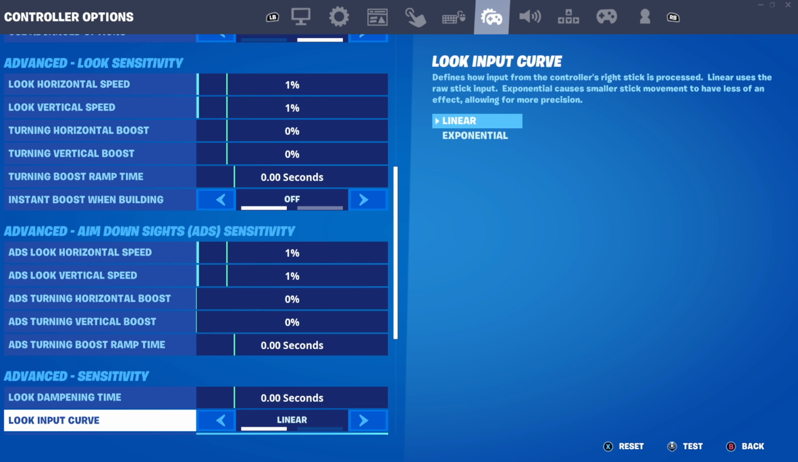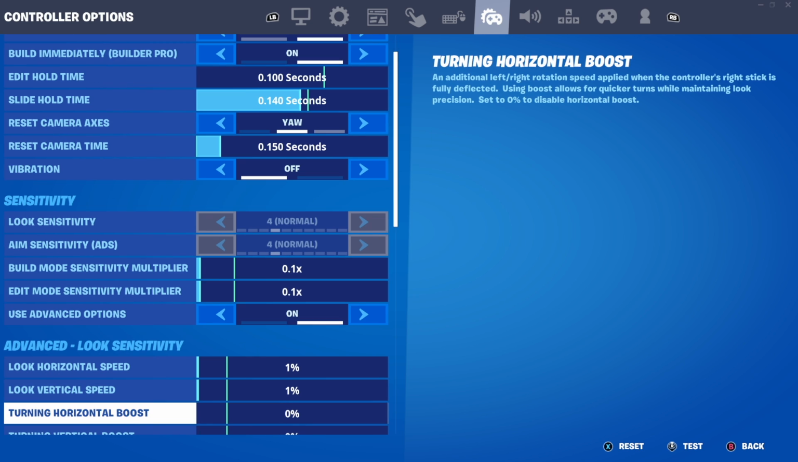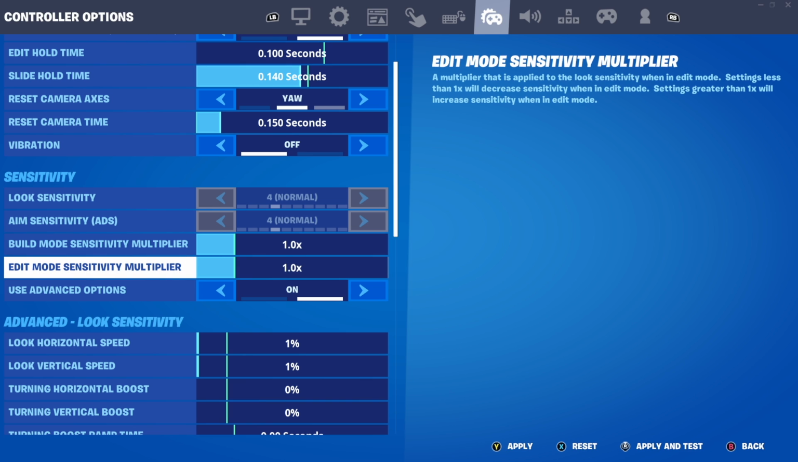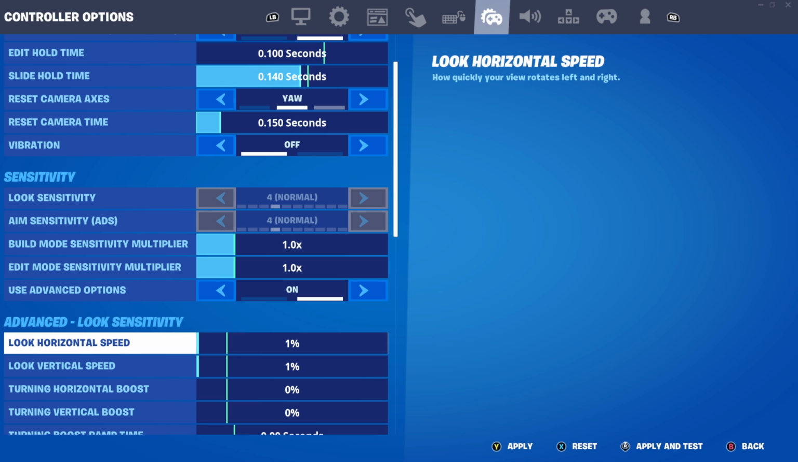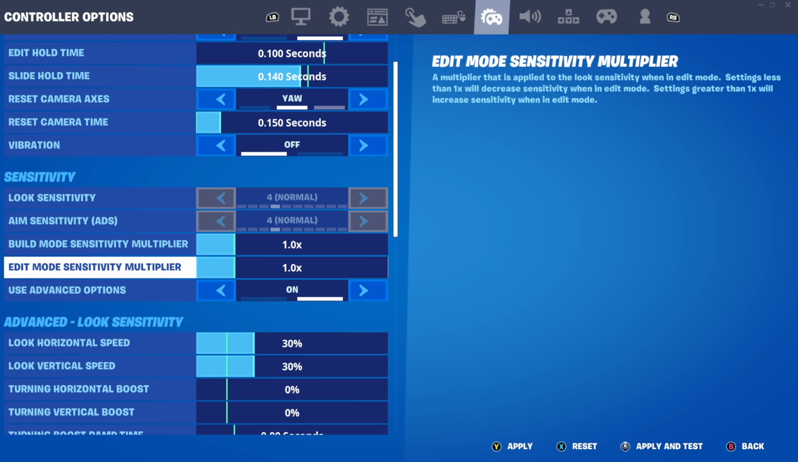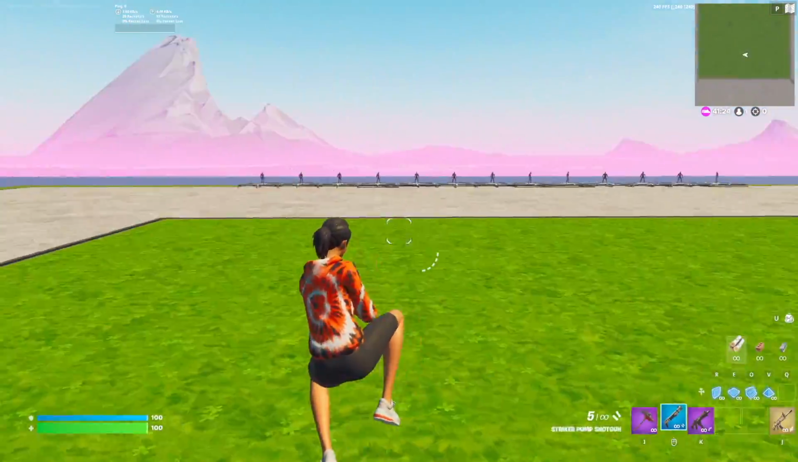So I really want to be talking about the look horizontal and vertical speed first, and there's also low and high sensitivity for build mode, edit mode, and really any setting that they have here. Because the reason I want to talk about the horizontal and vertical first is because for your build and edit mode, it's actually a multiplier of that speed. So a 1.0x is just simply going to match the same sensitivity of your horizontal and vertical speed. So for example, if I'm on a 30% horizontal and vertical speed, then my build mode and edit mode sensitivity will be exactly the same because there's a 1.0. It's not adding or subtracting any sensitivity from it.